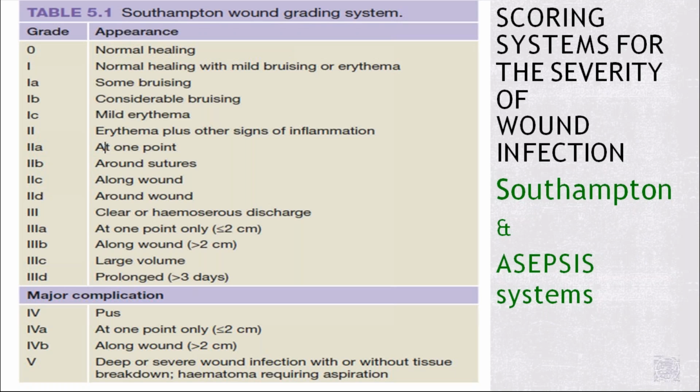So where is the 5? Grade 5 is the deep or severe wound infection with or without tissue breakdown. If at all there is a hematoma, then you should reopen the wound, and that also depends upon the size of the hematoma. If the size of the hematoma is small, then we can simply do the aspiration. Otherwise, if the hematoma is organized, then we have to go for exploration.